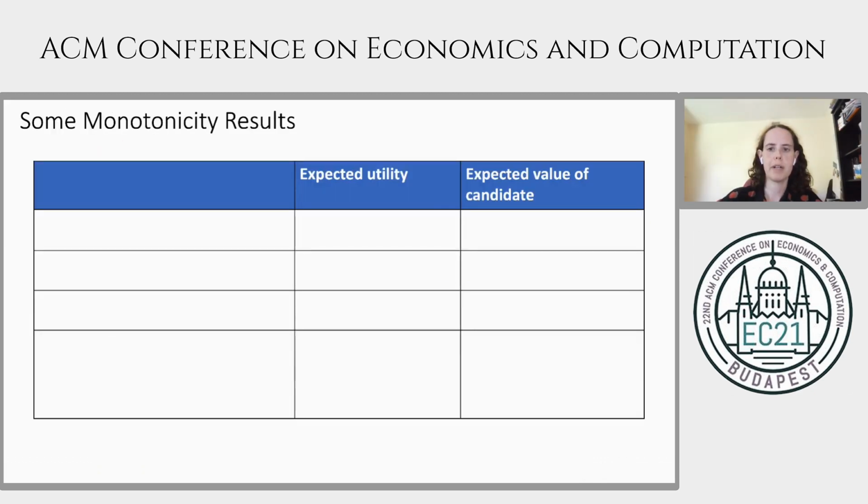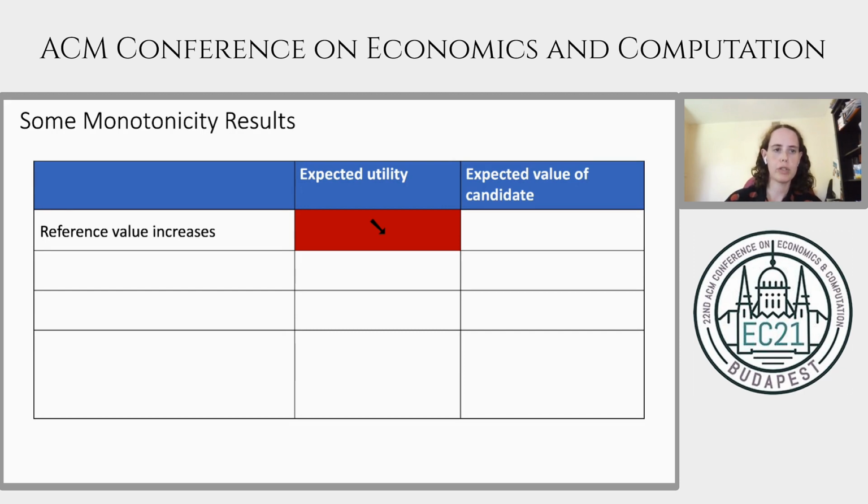The following table summarizes the results we have regarding the monotonicity of the expected utility and value as a function of different parameters. So as the reference value increases, the expected utility may only decrease. And one reason for this is simply that the magnitude of loss is increasing. Now, one might suspect that another reason is that the agent would tend to hire candidates earlier in the order, and this will cause the expected value of the candidate hired also to decrease. In fact, it is not necessarily the case, and in some instances, as the reference value increases, the expected value of the candidate is actually increasing.